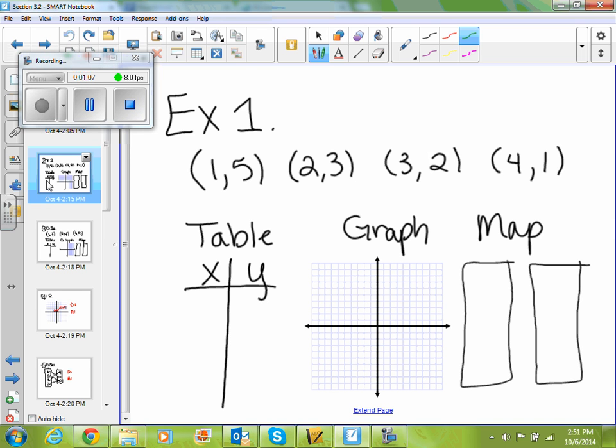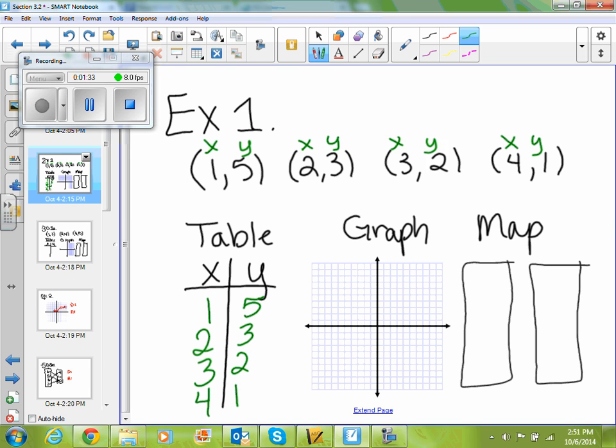Okay, the first values in your set are always referring to your x values. So your first numbers are always your x's. So in this case, our x's are 1, 2, 3, and 4. Your second values are always your y values. So 5, 3, 2, and 1.